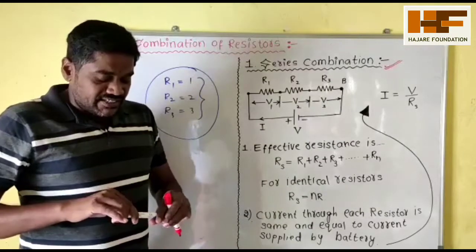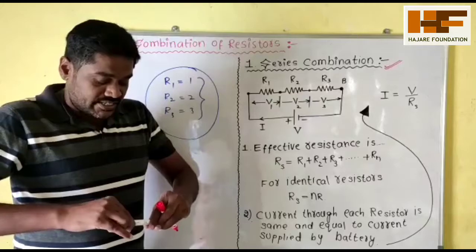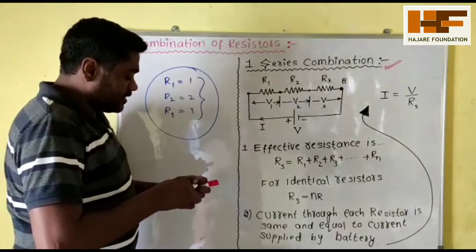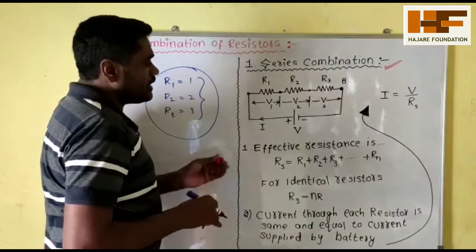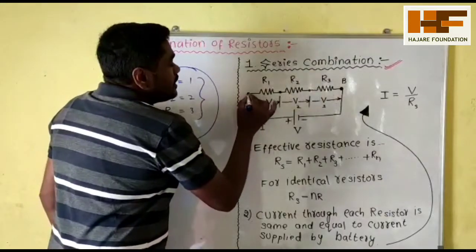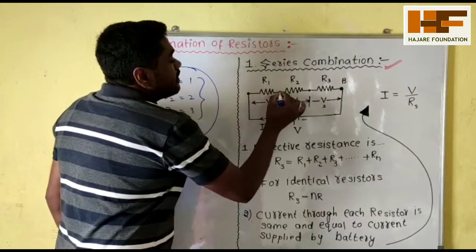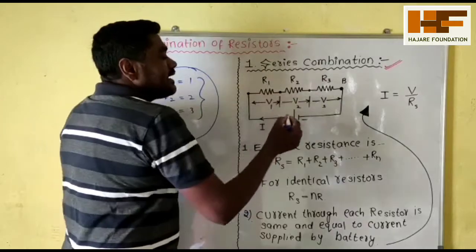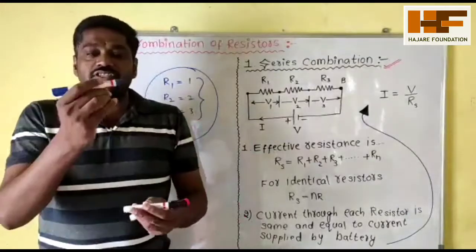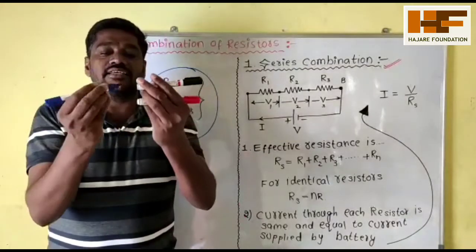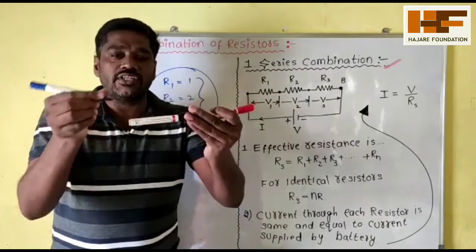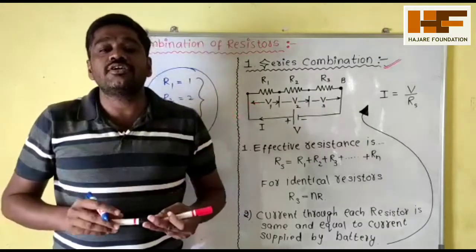In the series combination, first of all, I am taking the three resistors here. The first resistor is R1, the second resistor is R2, and the third resistor is R3. This is the end of the first one, and this is the second end of the first one. The ends are connected to each other, like this. If you connect them like this, that combination is called a series combination.